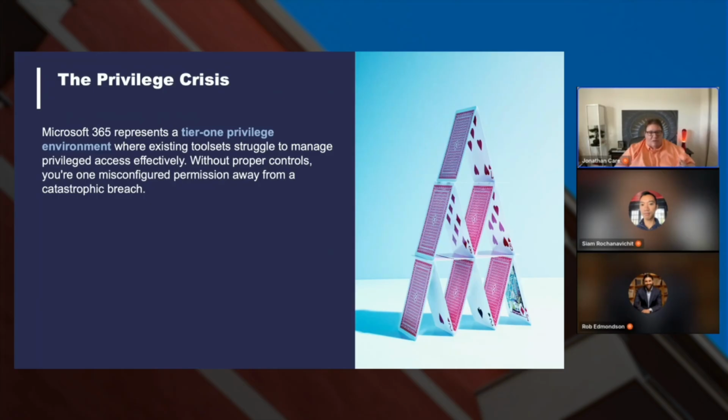The image I'm showing you is that house of cards, and unfortunately, there's some weight to this. A privilege escalation attack exploits vulnerabilities and gains wider system access across the entire Microsoft 365 tenant. Organizations must therefore have robust privilege management solutions to secure their critical Microsoft 365 environment.